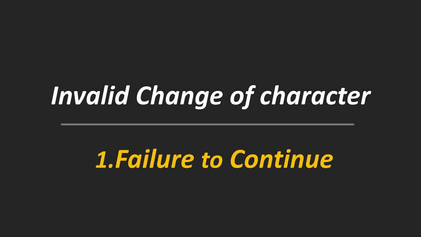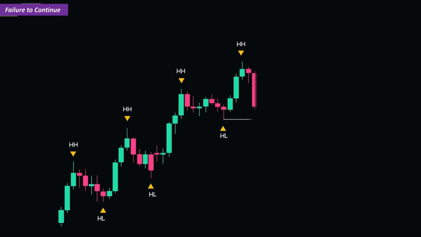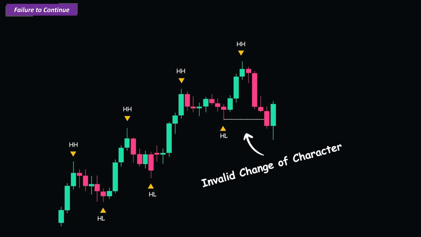Invalid change of characters. Number 1. Failure to continue. If price breaks below the swing low but fails to continue lower and quickly moves back up, the change of character becomes weak or invalid. Especially if the price then breaks back above the previous high, it confirms that the market is still bullish.